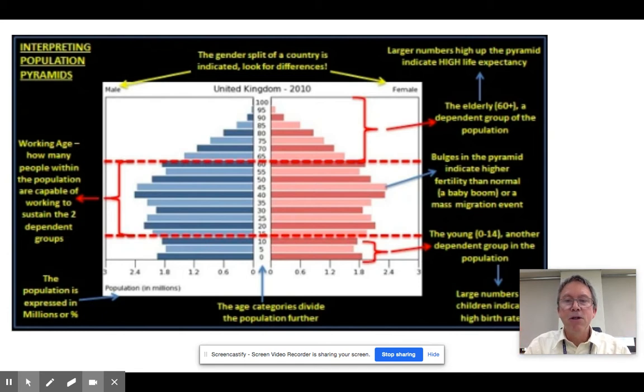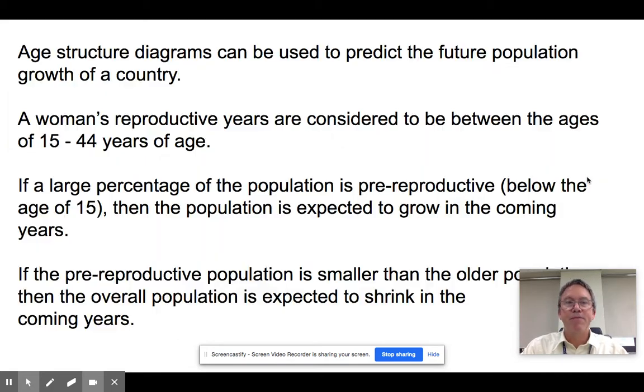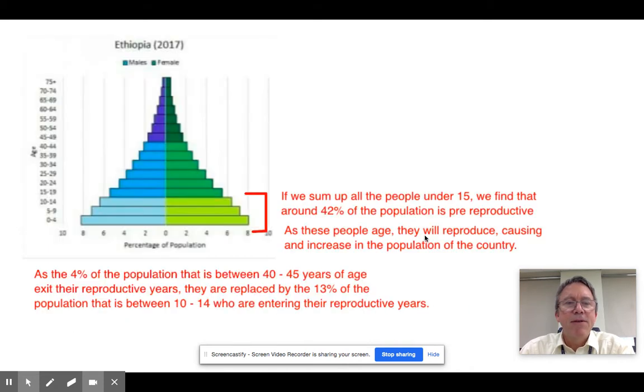All right. So basically, what we find is if we have a large population here, that means the population overall is going to end up growing. And if we have a small population here in the pre-reproductive years, we expect the population to decrease over time. So we mostly use it to predict the future growth of a population.